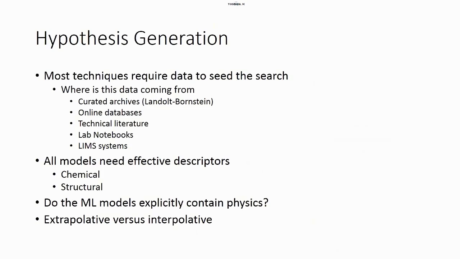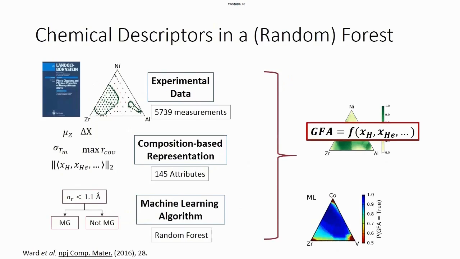There's debate. Do ML models explicitly contain physics or not? Sometimes yes, sometimes no. And how is the physics encoded, as hard or soft constraints? And then finally, there's this idea of extrapolative versus interpolative. We're going to come back to this a lot of times during the webinar, because we have to identify what's the best balance between those for materials optimization, for instance. All right, so I'm going to go through a series of examples, and I'm going to try to highlight where they got the data, what their descriptors are, what algorithm they are using, and what do we get from it?